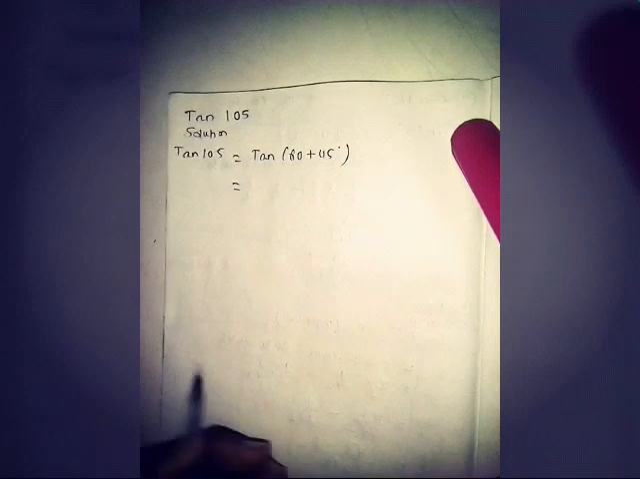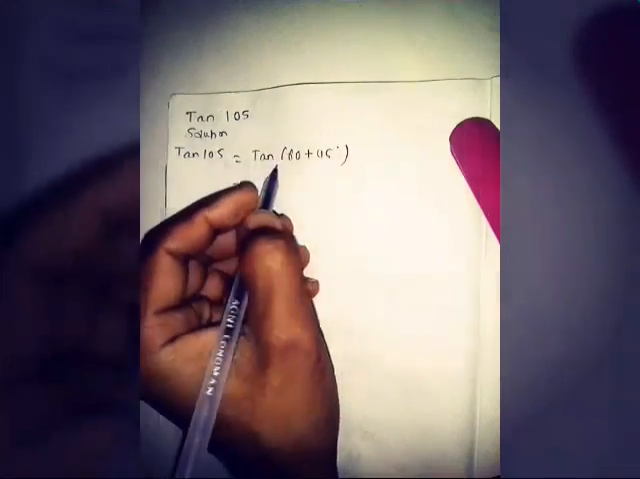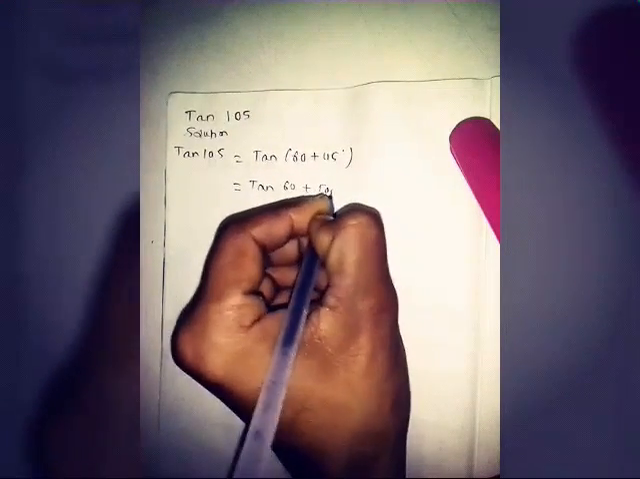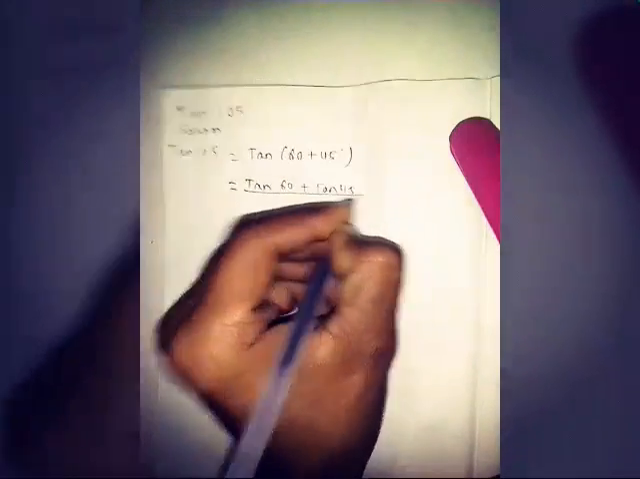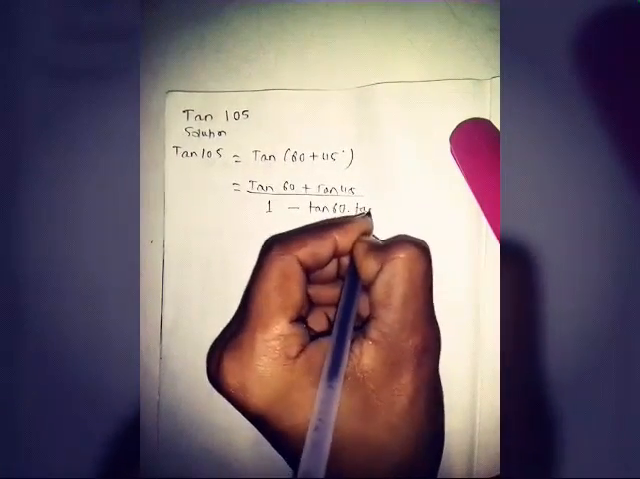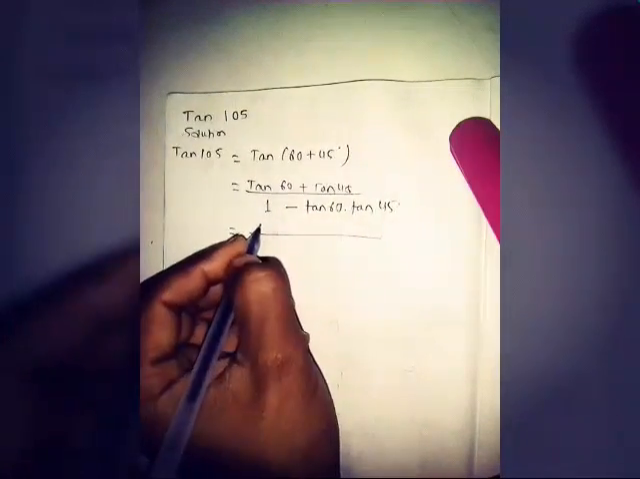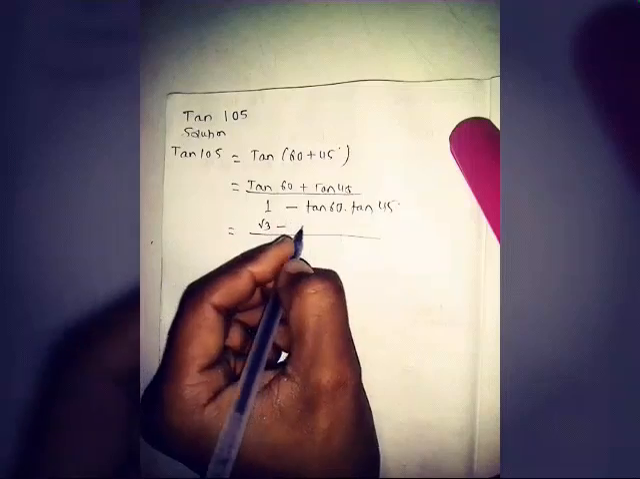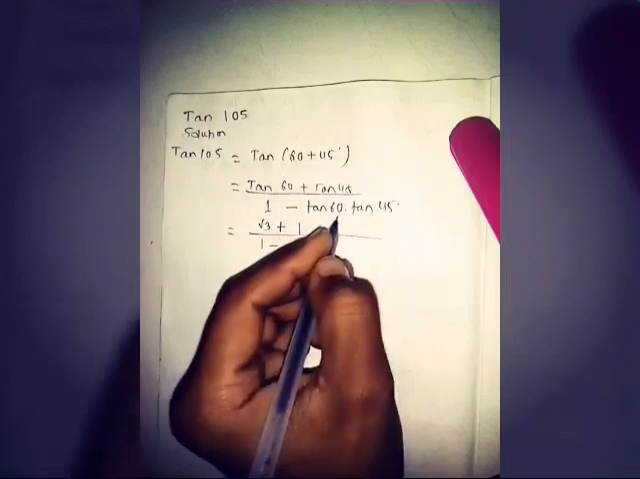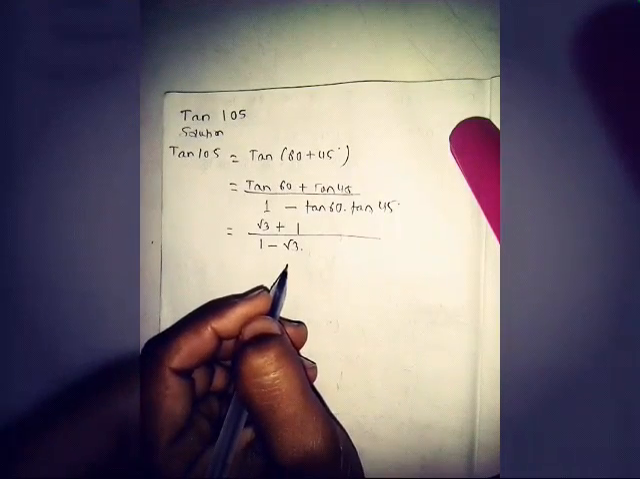So let's try the third question, tan 105 degrees. 105 is the sum of 60 and 45 degrees. So again, let's apply the formula for tan (A plus B). That is tan A plus tan B divided by 1 minus tan A into tan B. Now we keep the value of tan 60 degrees, which is root 3, and tan 45, which is 1. So there is a plus 1, and in the denominator 1 minus root 3 into 1, that's simply root 3.